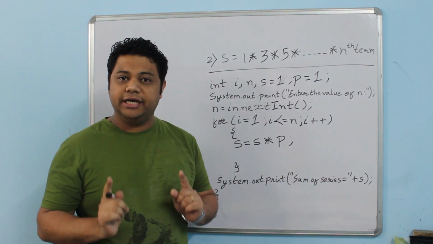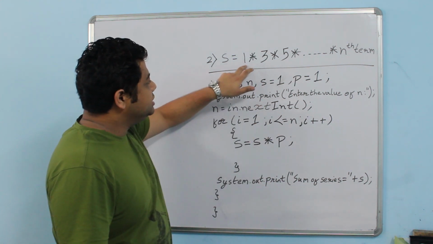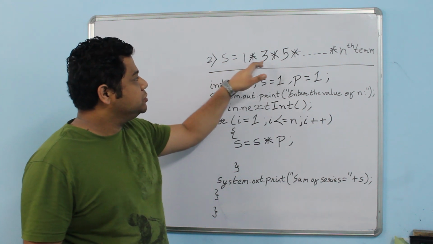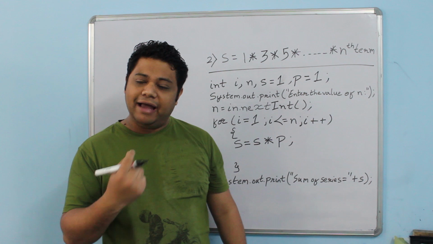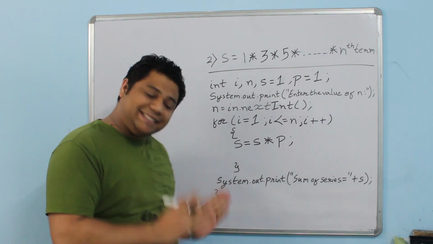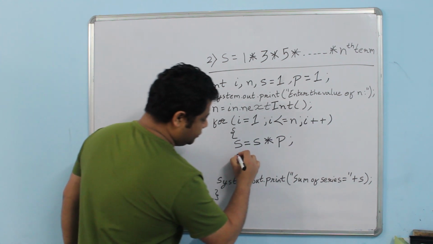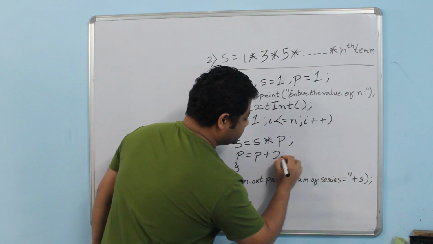But the work is not done right now. We have to do something more. So what is that? We have to find out what is the interval over here. So from 1 to 3, we have to add 2. 3 to 5, we have to add 2. So every time the value of p has to increment by 2. So that has to be done inside the loop. So inside the loop only, we will write p equals to p plus 2.